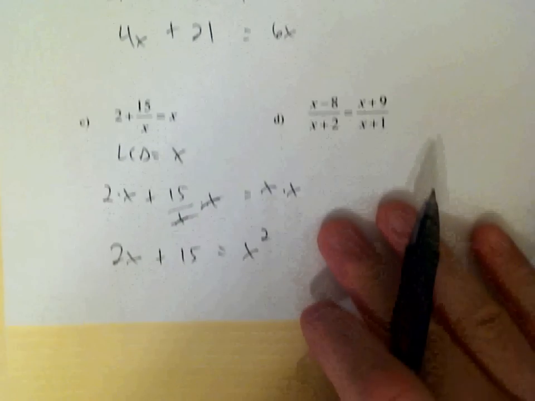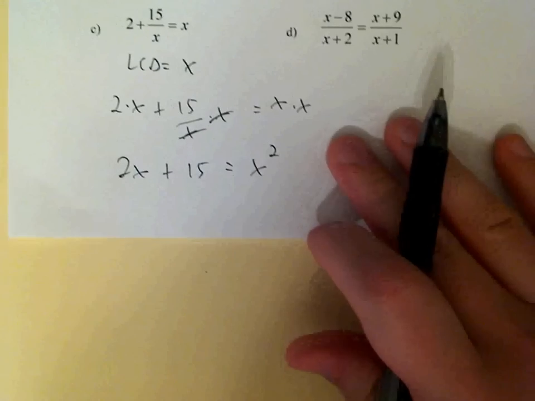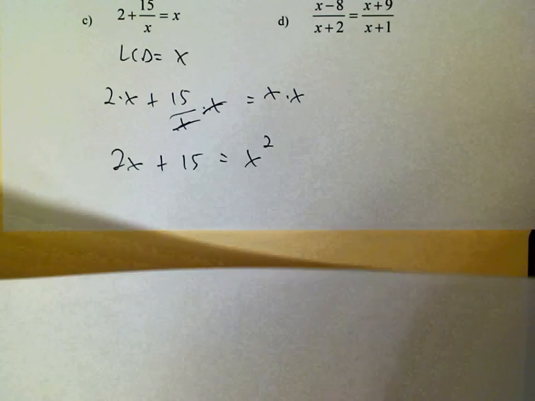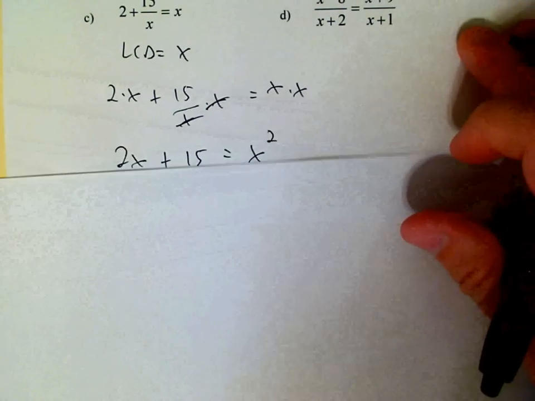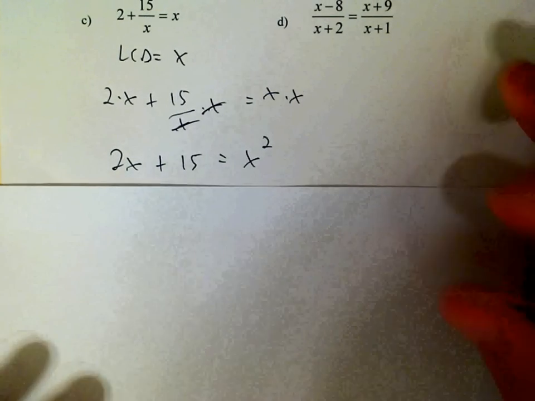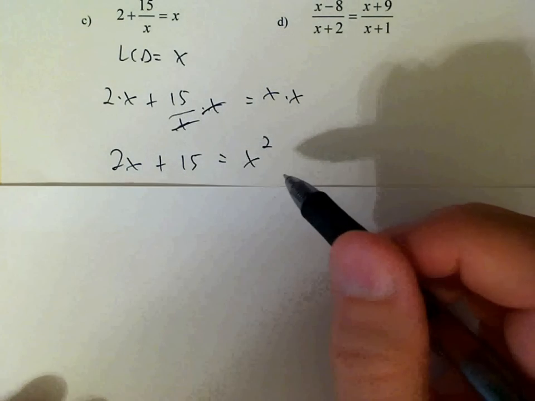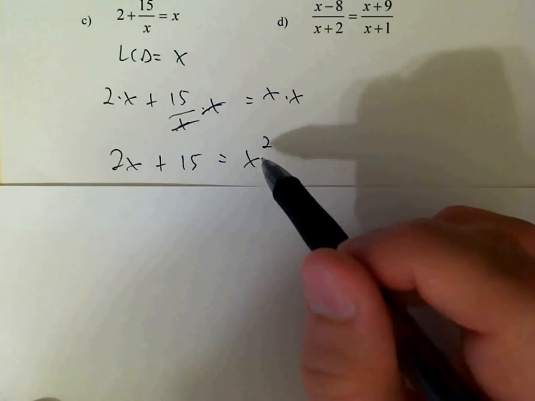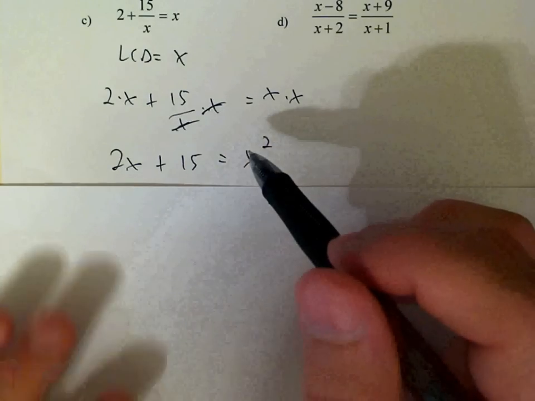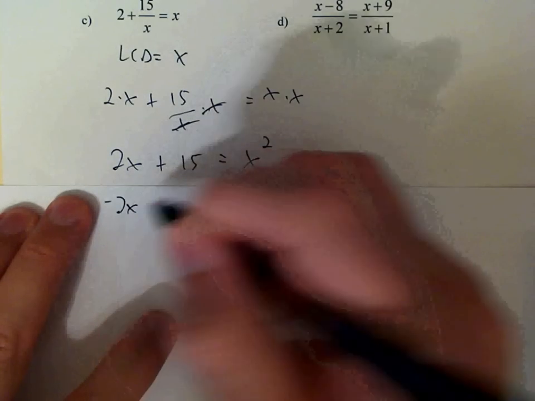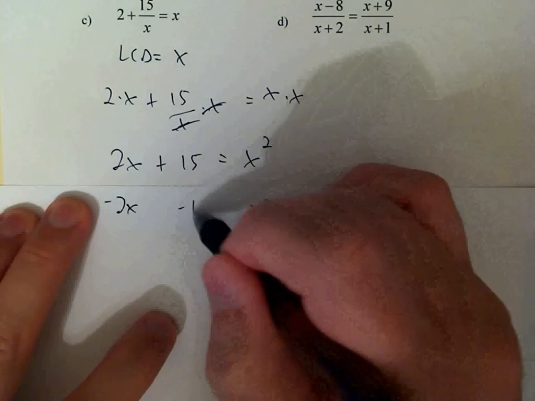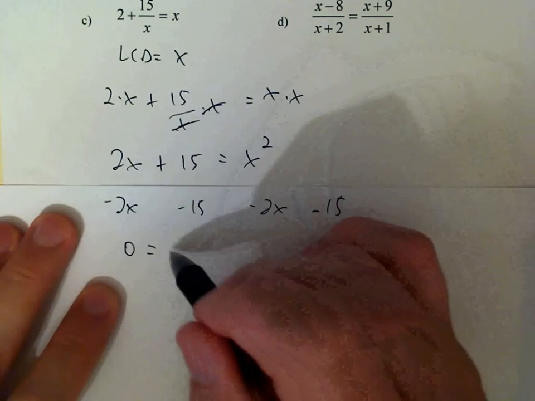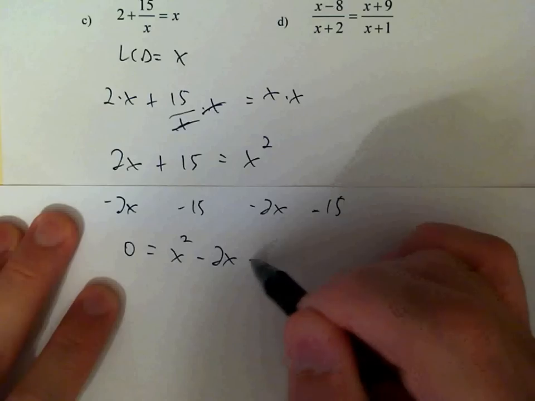Now this one is slightly different because of that x squared term, but the process is still the same as far as dealing with eliminating the fractions. We no longer have any fractions. Since we have x squared, we need to get everything on the same side as the x squared, and the other side should be a 0. So the process is to subtract the 2x from both sides and the 15, which gives us 0 equals x squared minus 2x minus 15.